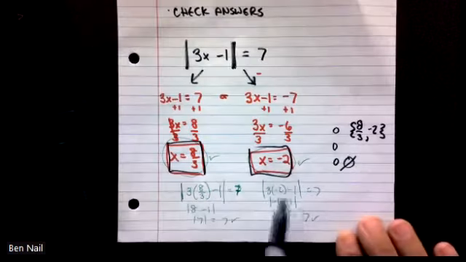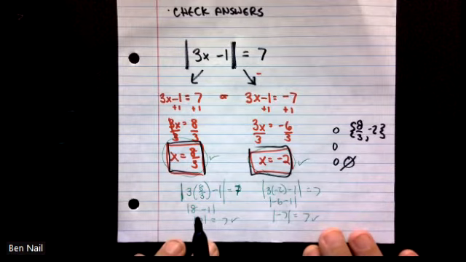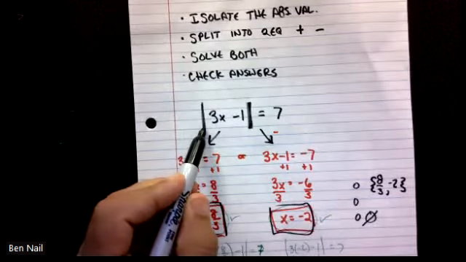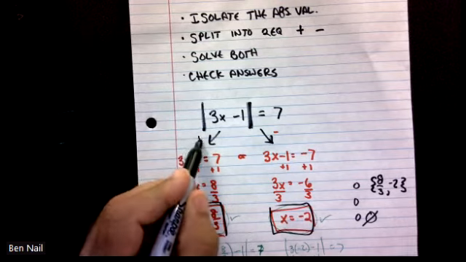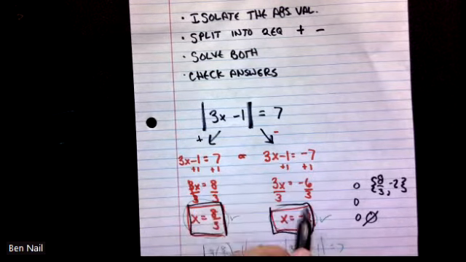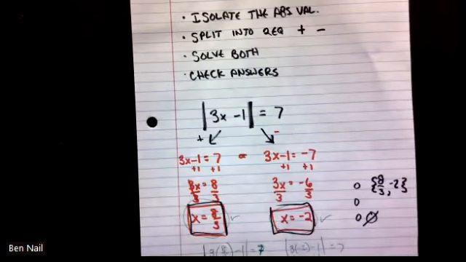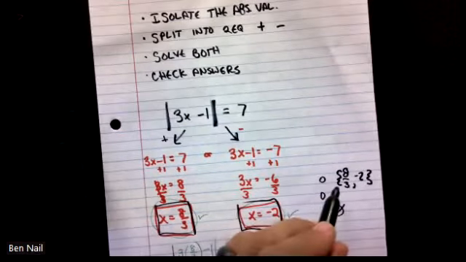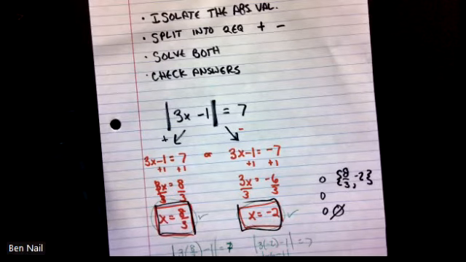And like I said, you don't have to show the checking of your solution. You don't even really have to check, but I would if it were me. So get the absolute value by itself, split up. One side's positive, one side's negative. Solve both. And then if you want to, you can check your solutions. But if you get your two solutions, put them in those squiggly brackets.